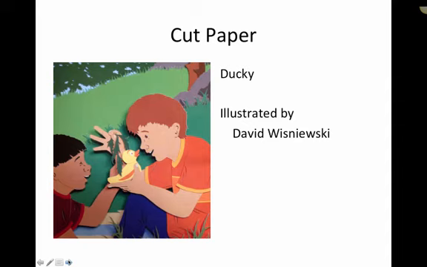Some books are made with very ornately cut papers, and then they're layered on. David Wisniewski is an award-winning illustrator who does this kind of very fine work. And one of the things I like about it is the little shadow that you see in the photographs of the cut paper.